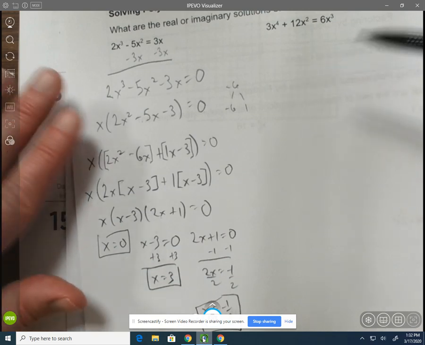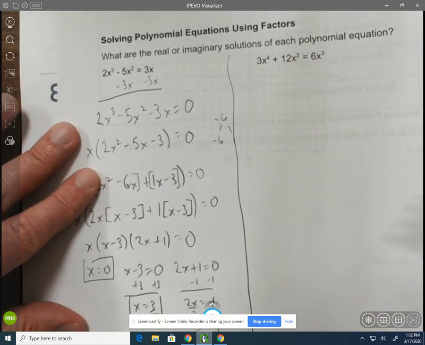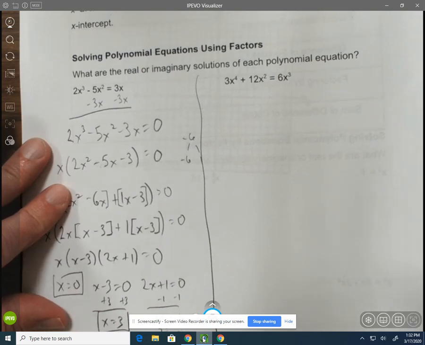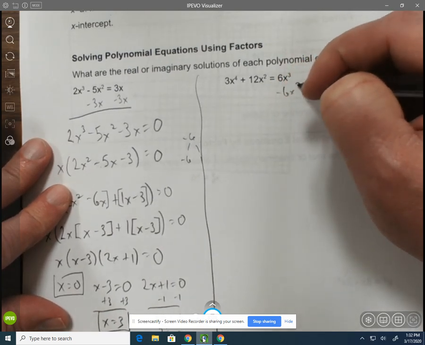So if we look at the one on the right here, again, I want to get it equal to 0.